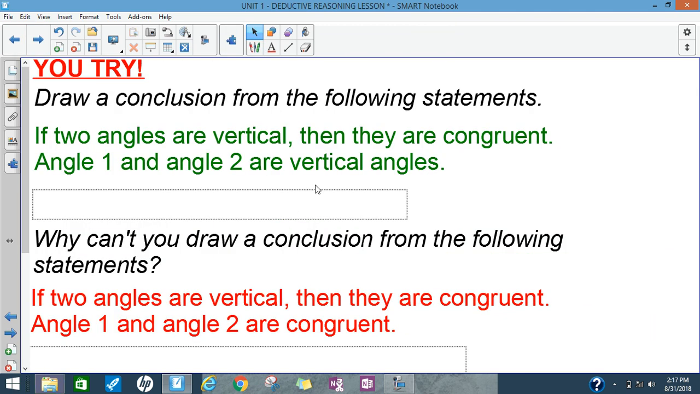So I want you to pause here and try these two. This one you can make a conclusion, and this one you cannot, and I just want you to figure out why.